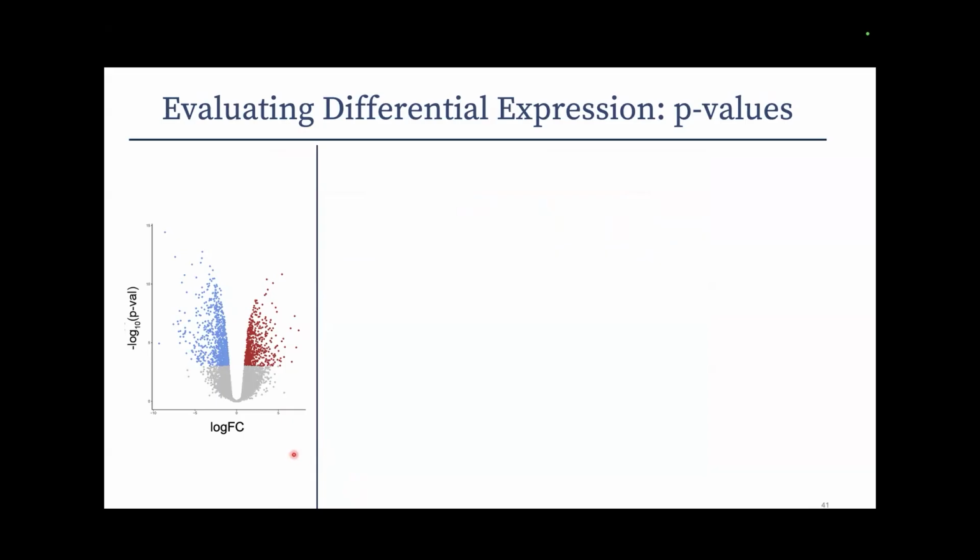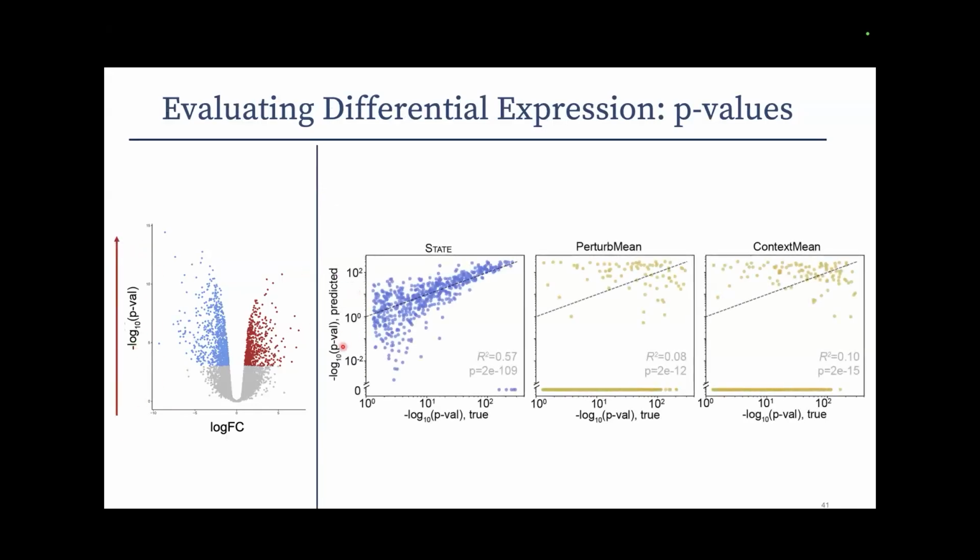Whenever people talk about differential expression, they'll usually show you this volcano plot. Every dot here is a specific gene. On the x-axis is the log-fold change of that gene following perturbation. On the y-axis is the significance of that change in expression. First we wanted to see how well we are doing in detecting the significance of change in expression. So on the y-axis here is the predicted significance based on a different model, in this case State or the other baselines, and on the x-axis is the true significance. And you can see there's pretty good concordance in the case of State as compared to the other models.